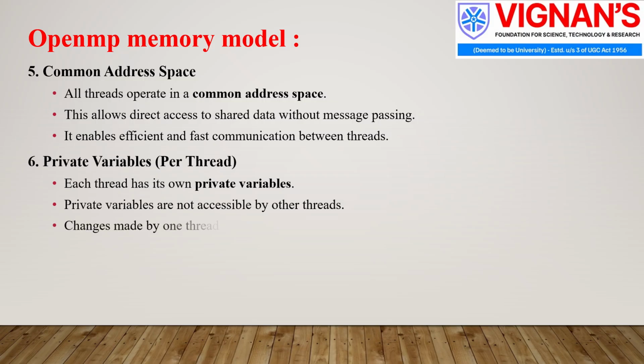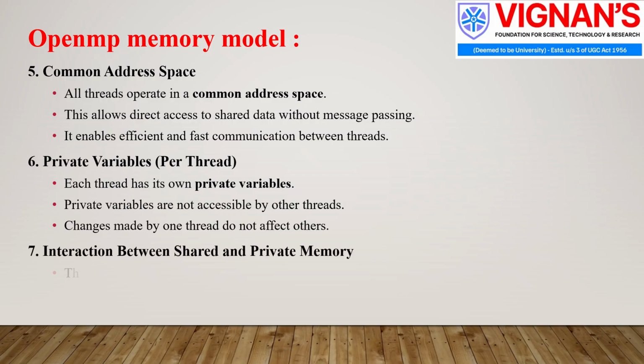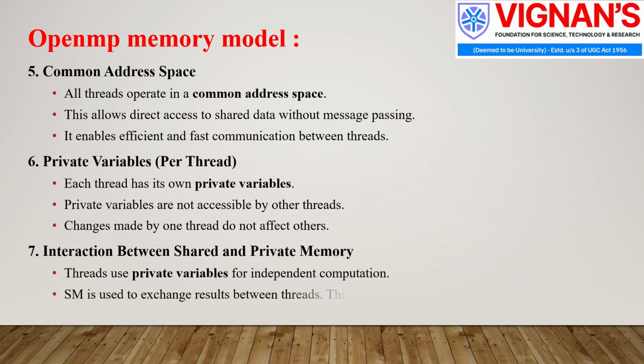Any changes made to private variables by one thread do not affect other threads. Interaction between shared and private memory. Threads use private variables for independent computation. Shared memory is used to exchange data and results between threads. This balance between private and shared memory ensures both high performance and correct execution.